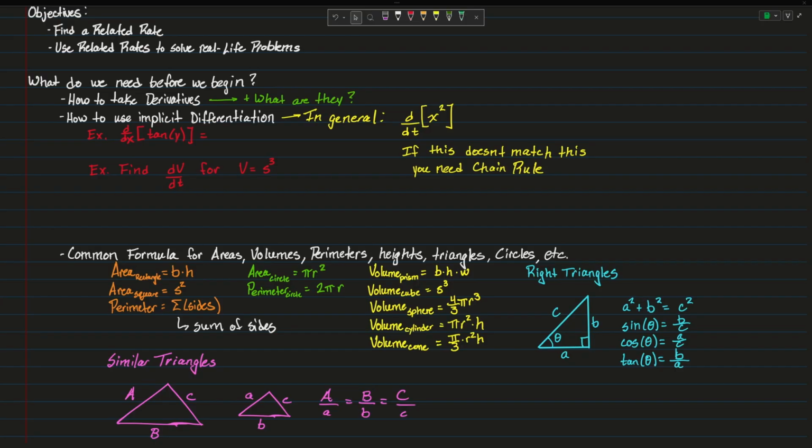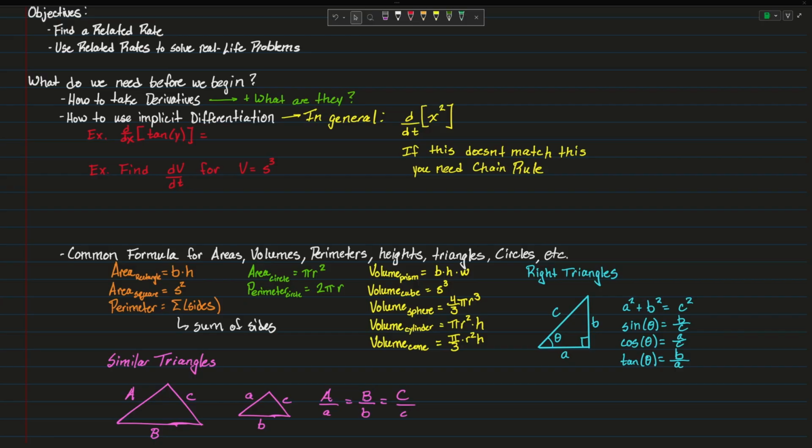Okay, so two objectives for this lesson, and that is finding a related rate and using related rates to solve real life problems. And that sounds really, really simple, but this can often get a little bit overwhelming and a little bit more challenging than it often seems like it is.